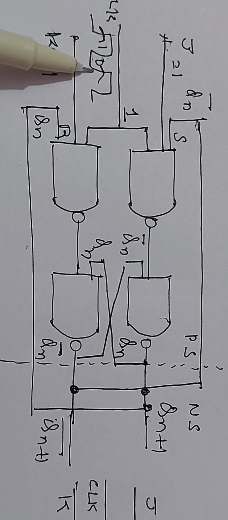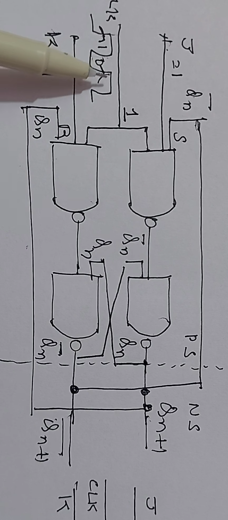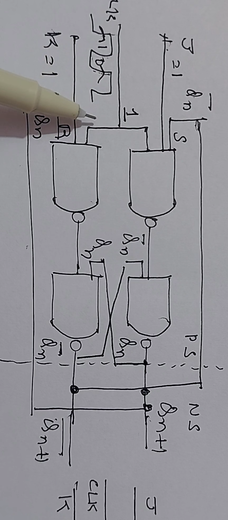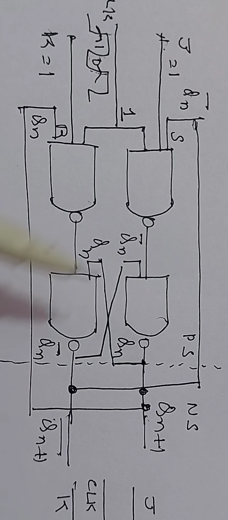Again it remains 0 up to a certain period, and again it rises. So this is the next clock pulse. This is the first clock pulse. This is the second clock pulse, and the next rising edge is the third clock pulse, etc. Now the JK flip-flop is derived from the clocked SR flip-flop.